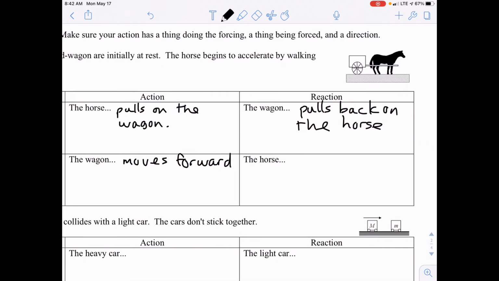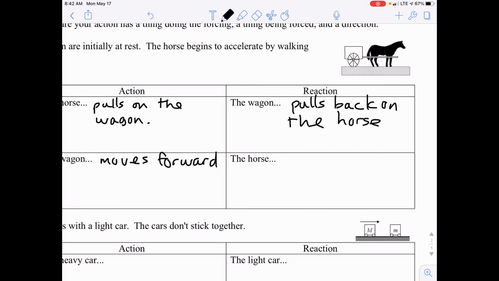The reaction effect on the horse itself: if the wagon pulls back on the horse, this means the horse does not go forward as quickly as it would without pulling the wagon.